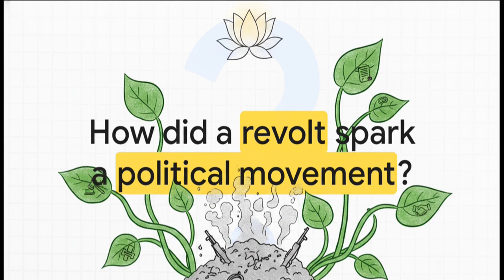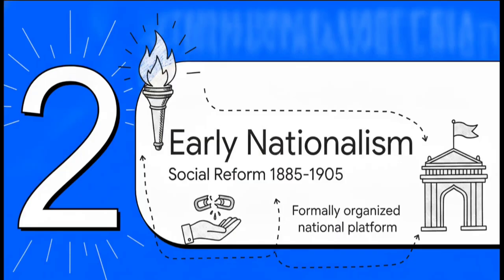And this brings us to a really fascinating pivot for our explainer. How on earth did the ashes of a crushed military rebellion manage to fertilize the ground for actual, organized political resistance? That brings us right to Phase 2, Sparks of Indian Nationalism. This covers social reform and early organization from 1885 to 1905.